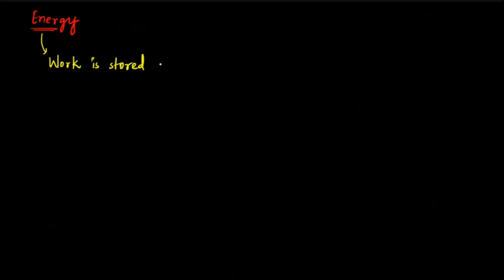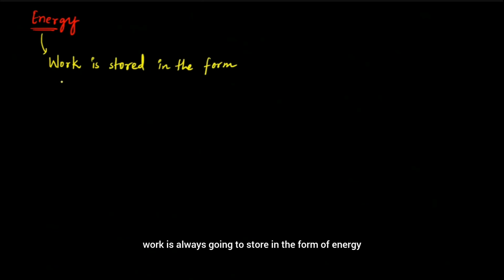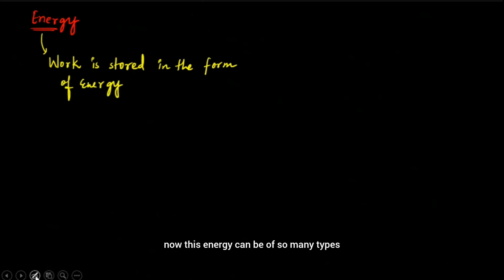So what we need to understand here is that whatever work is being done on an object, it is going to be stored in the form of energy. Work is always going to be stored in the form of energy. Now this energy can be of so many types.